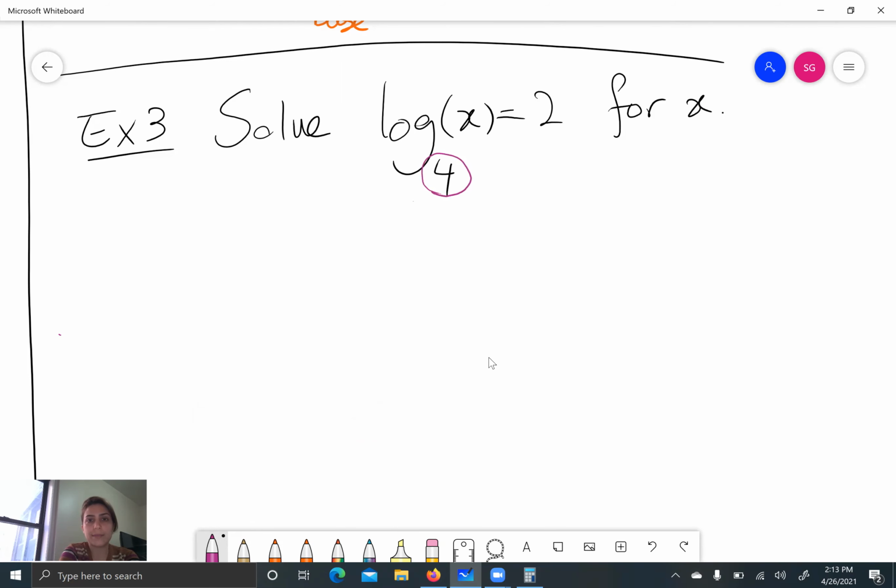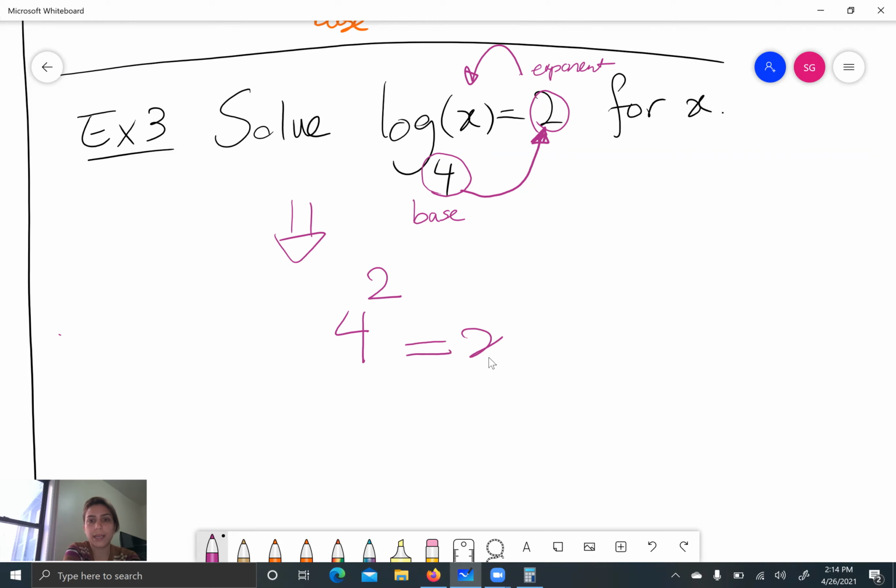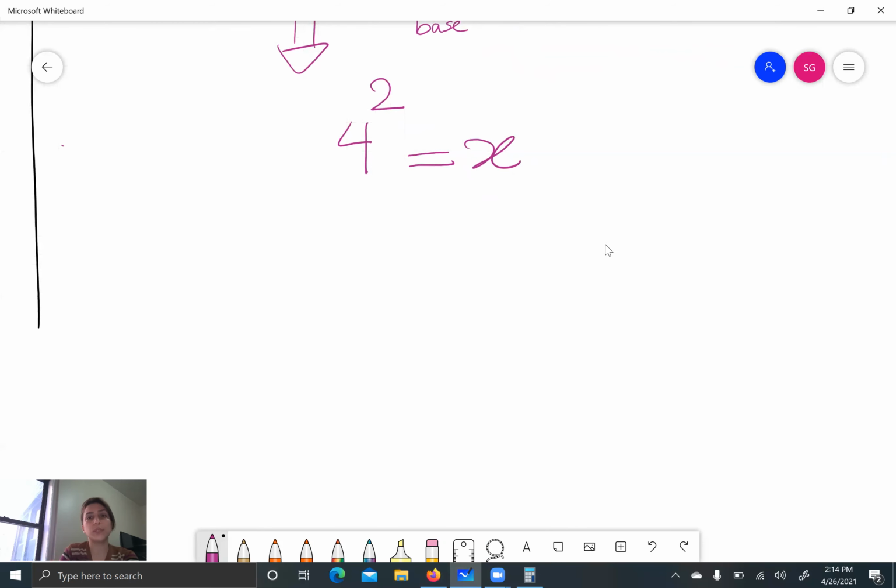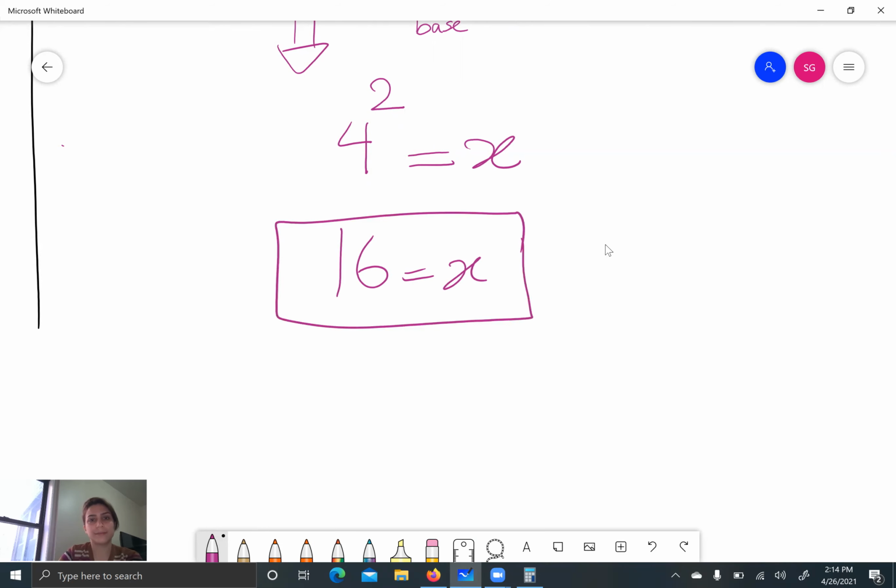Look, this is base, and this is going to be the exponent in the exponential format. So base to the power of 2 must give me this guy. So this says base to the power of 2 must give me x, right? From logarithmic equation, we went to exponential equation. Now we can do that because we know how to calculate 4 squared. 4 squared is 16. So there we go. x is 16. Got it?